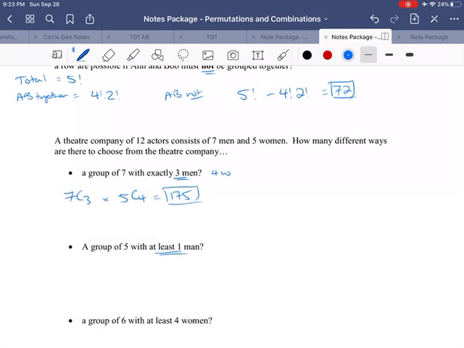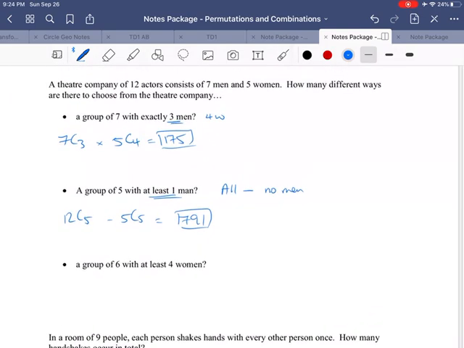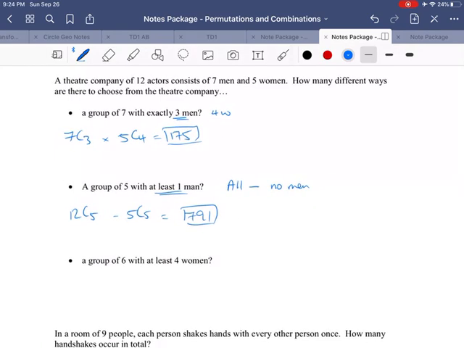At least one man. Okie dokie. So we could do all the different combinations. So 1 man, 2 man, 3, 4, 5, 6. That's a pain in the butt. So what we're going to do is we're going to do all scenarios, and we're going to subtract no men. All right? Because that's like the reverse. Instead of finding all the ones with men, we find the ones without men and just subtract it from the total. So all will be 12C5 minus 5C5. So 791 different ways. Okay, the no men would be all women, an all woman group.